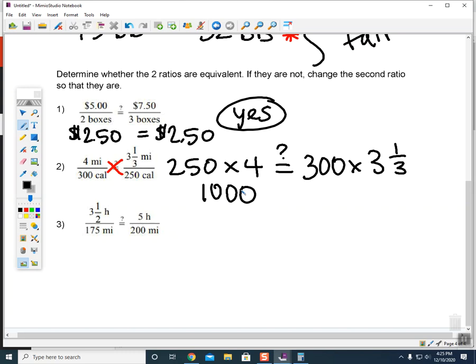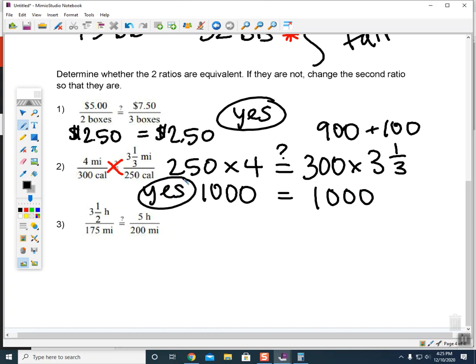And when I'm multiplying 3 1/3, I think it's easiest to break these up. So if I just did 300 times 3, well, 3 times 3 is 9, so that's 900. And then 1/3 of 300, if I take 300 divided by 3, one of those 3's is going to be 100. So then I have 900 plus 100, whoop, that equals 1,000. We're good. Forms a proportion. Yes. Awesome. That's what we want.